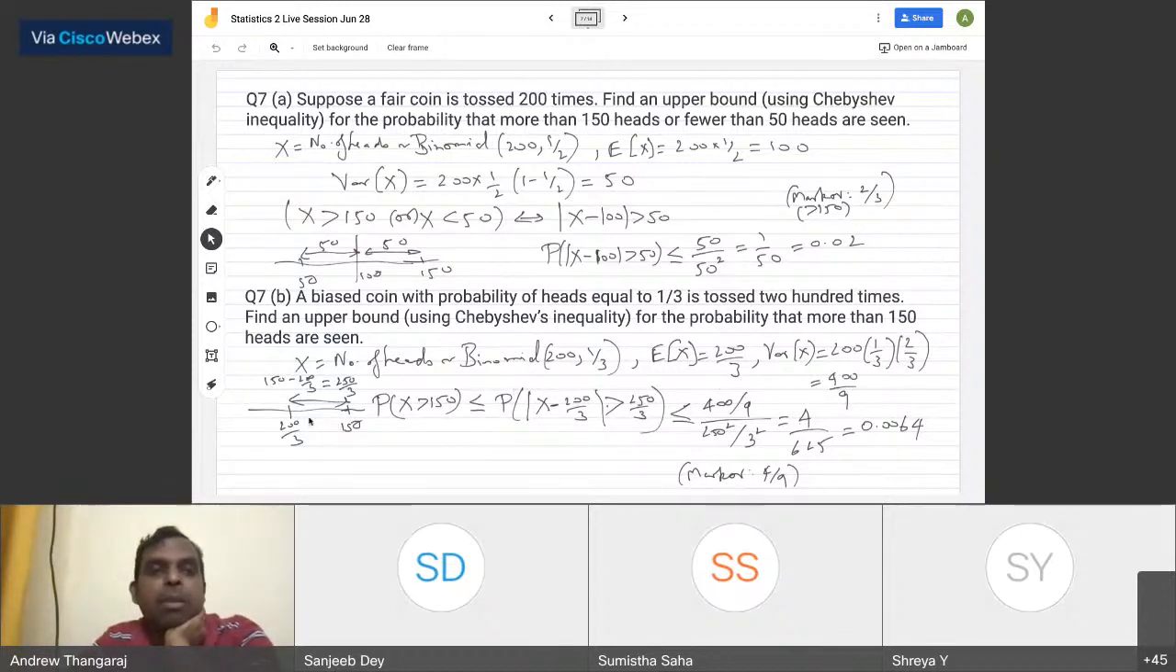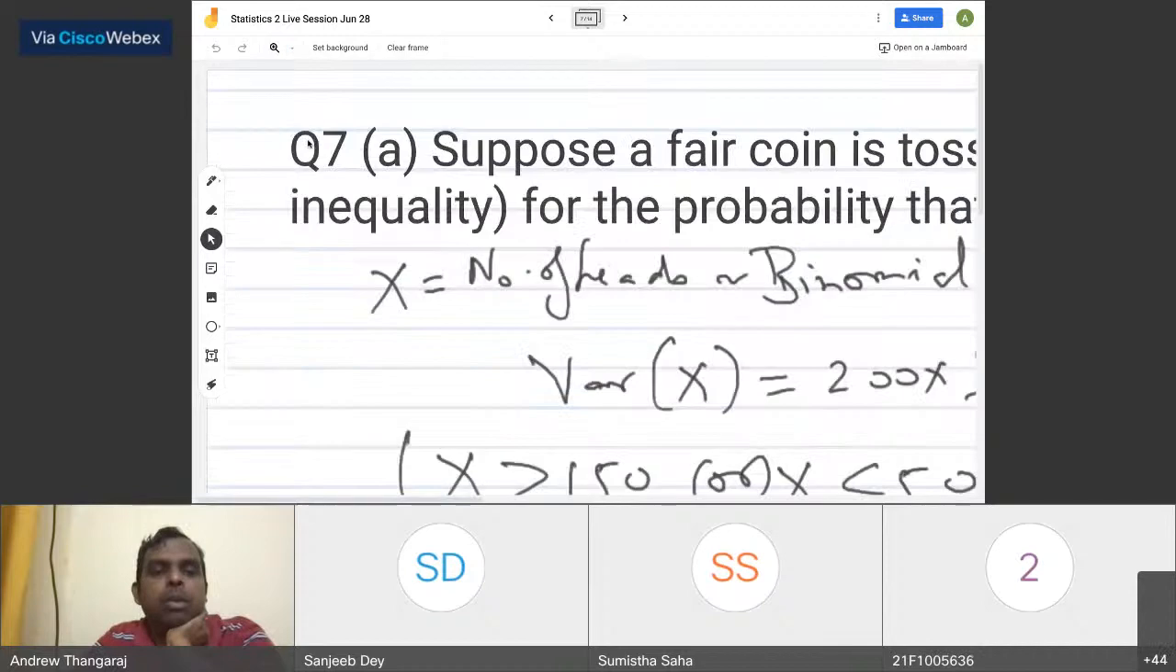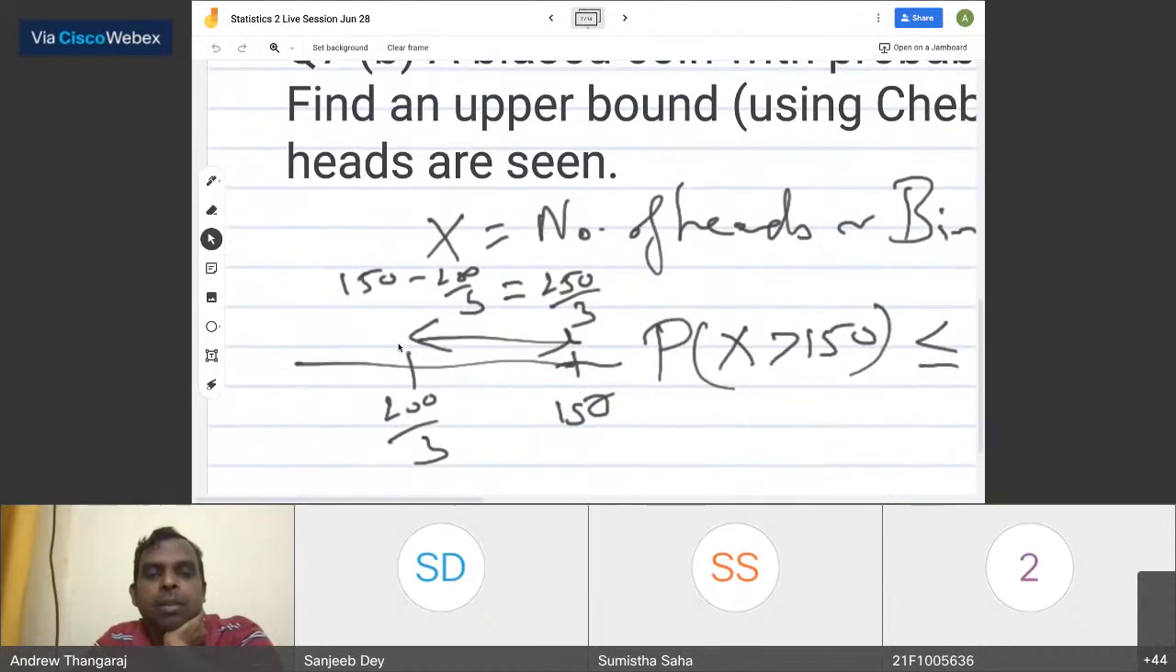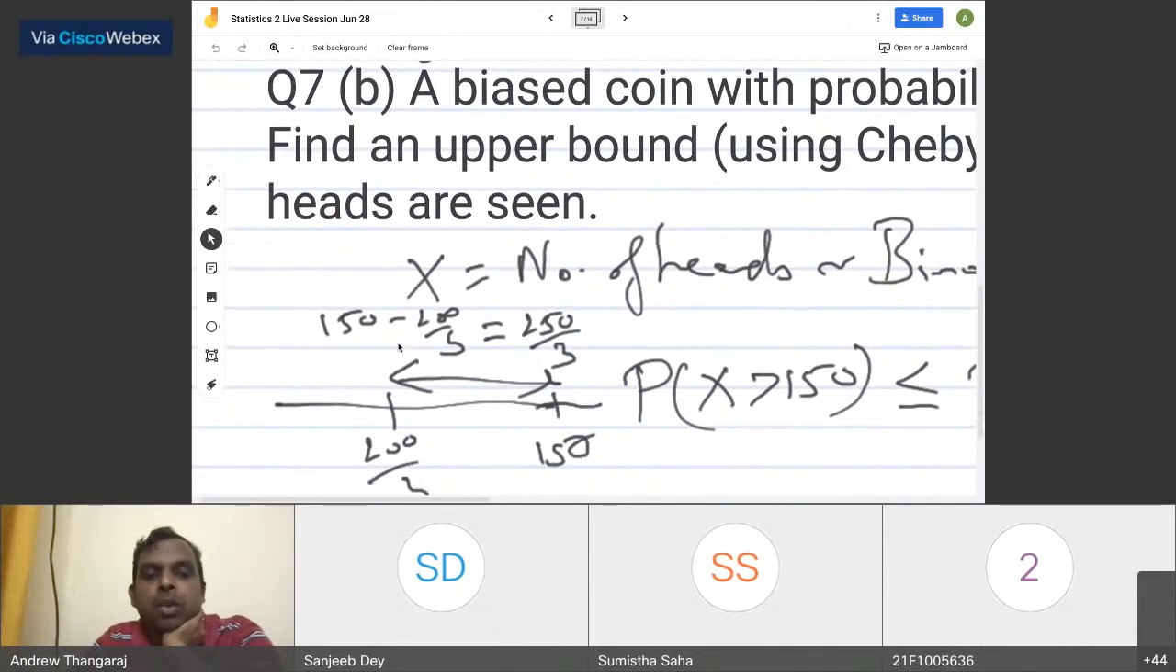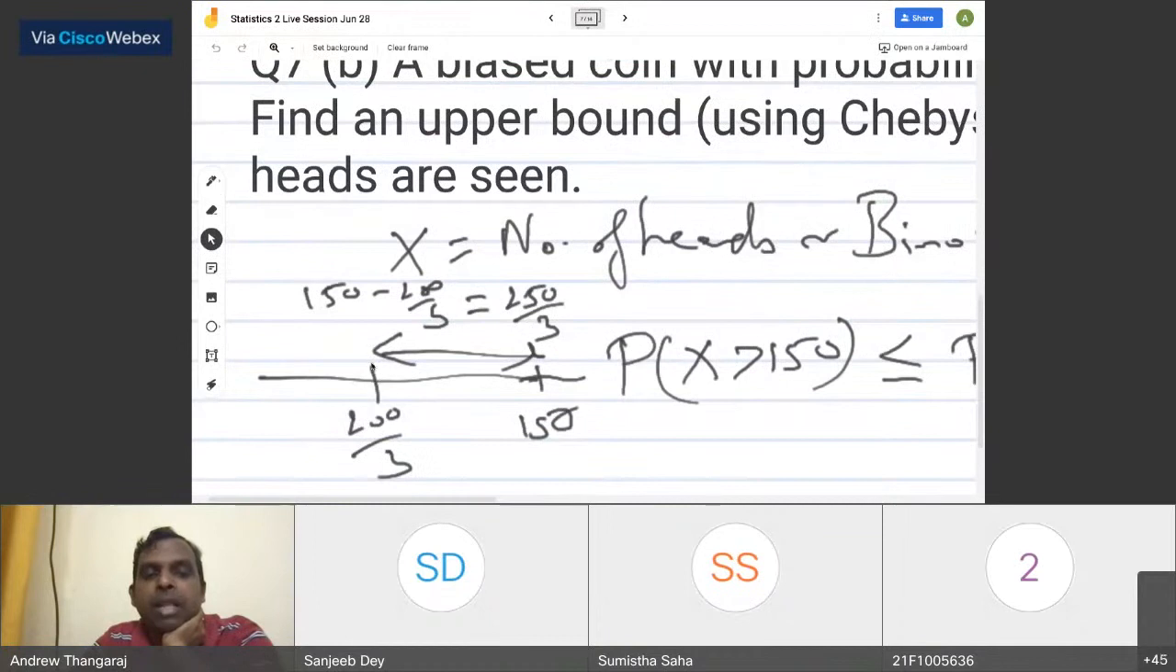Now again, draw this little picture here. Let's see if the picture can be zoomed up a little bit. One minute. Okay, so here's the picture zoomed up. So my expected value is 200 by 3 and x greater than 150 is what I'm looking at. So this 150 is here and this distance 150 to 200 by 3 is 150 minus 200 by 3. That's just 250 by 3.